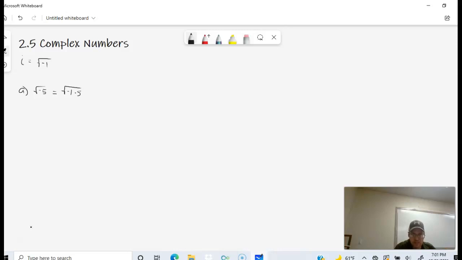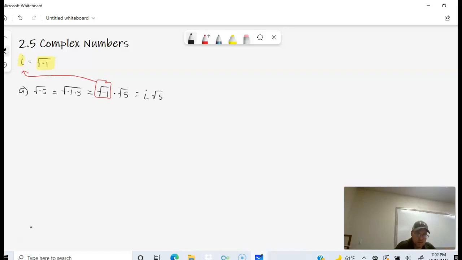-1 times 5 is the same thing as -5. We learned previously that we can break those apart. That's the same thing as the square root of -1 times the square root of 5. But we just talked about that anytime we see a square root of -1, we said that it is equal to i. So if that's true, that means I can replace this part with i, they're interchangeable. So my solution here would be i square root of 5.